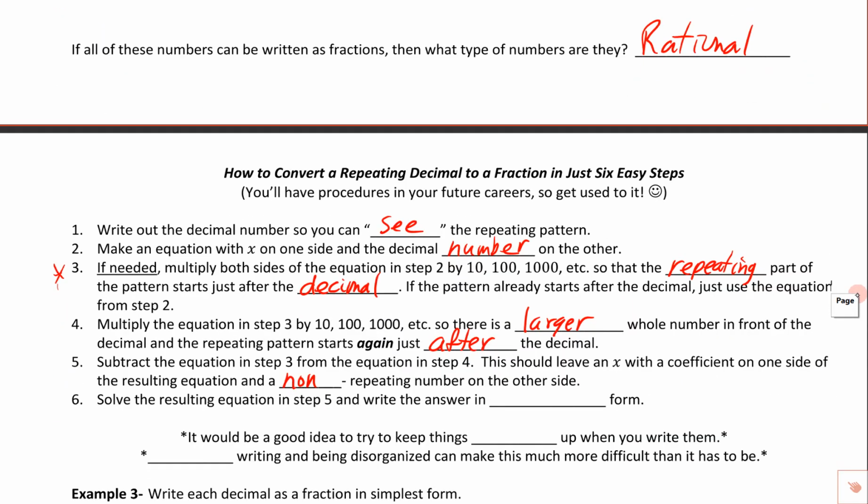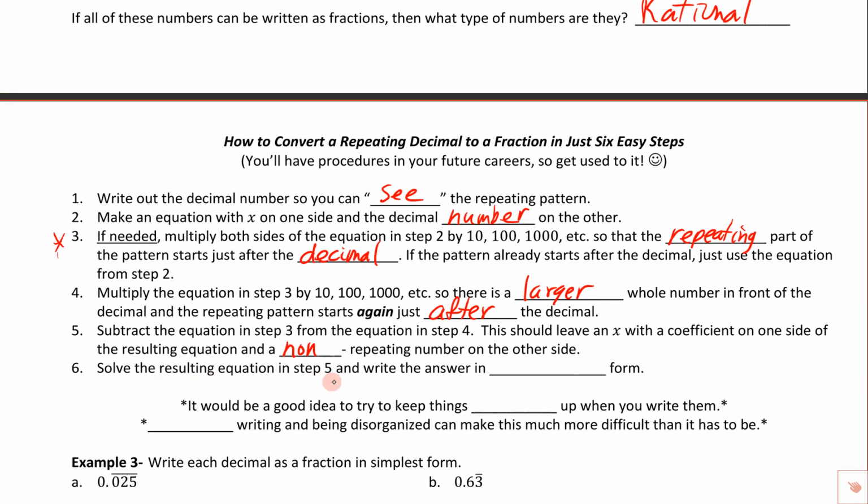And then a non-repeating number on the other side. And then the last thing that we're going to do is solve the equation in step 5, and write the answer as a fraction in reduced form. We're going to write it in reduced form.